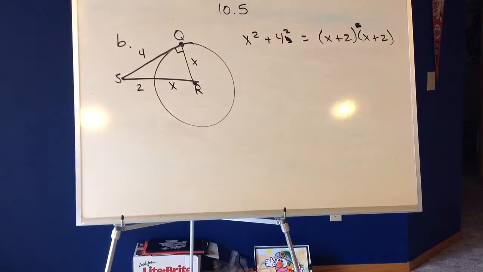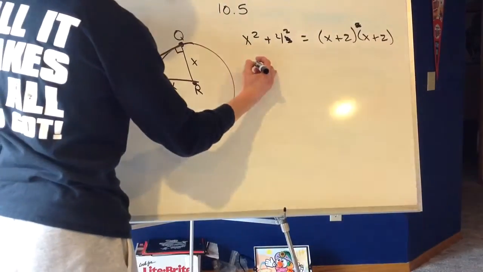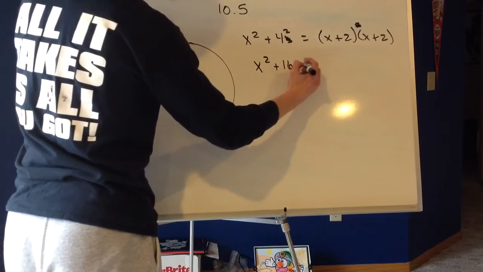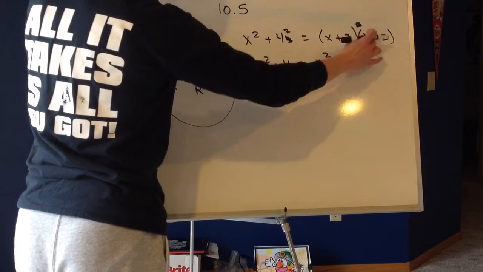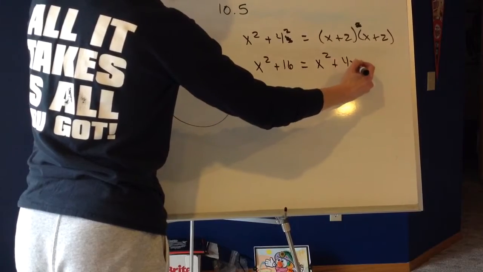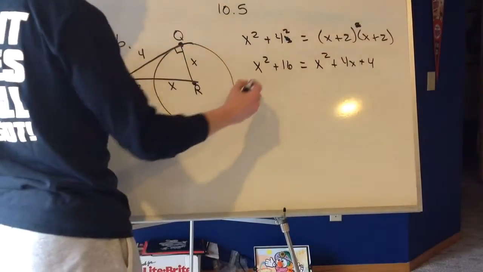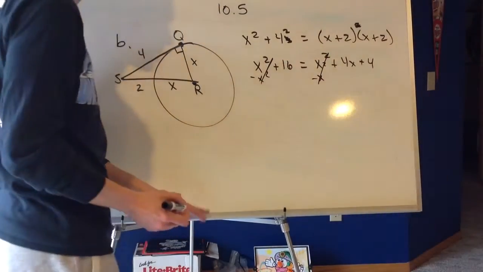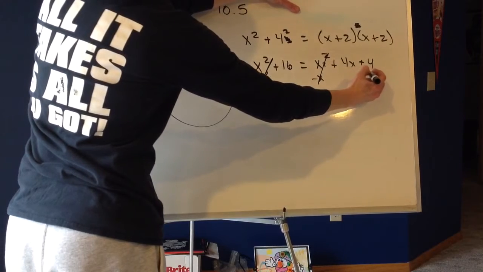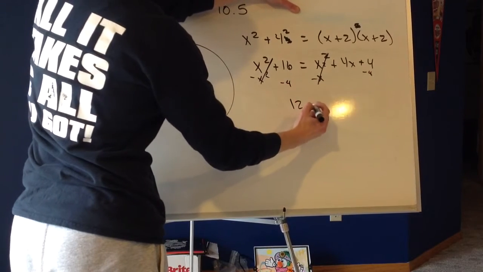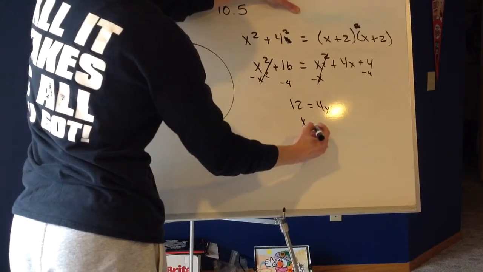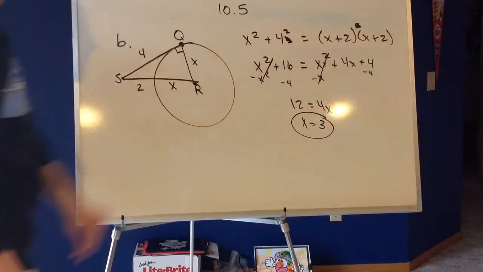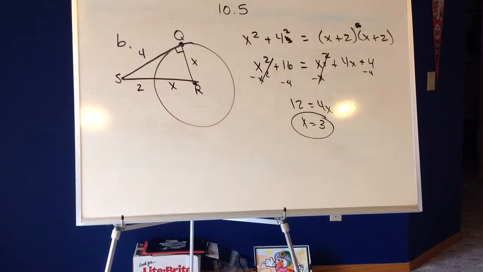Again, I prefer distribute over FOIL. So you end up with x squared plus 16 equals x squared, 2x and 2x will give you 4x, plus 4. You will notice the x squareds do cancel each other out, so we won't have to factor. Then I can subtract my 4, and we'll get 12 equals 4x, so x equals 3. So again, a little bit of that distributing. We haven't done that in a little while, but you may have to do a little bit of that here.